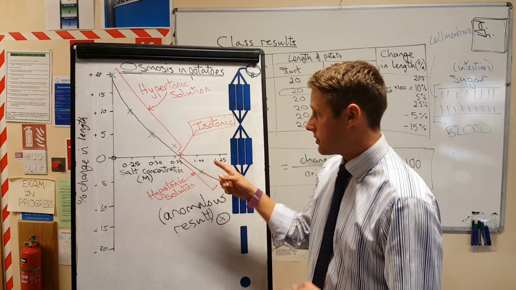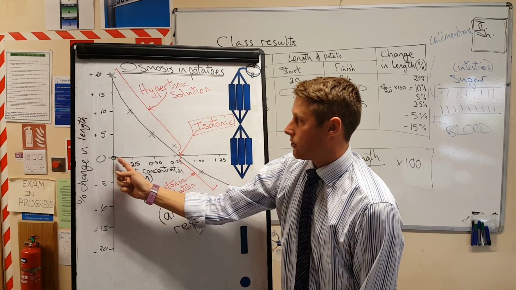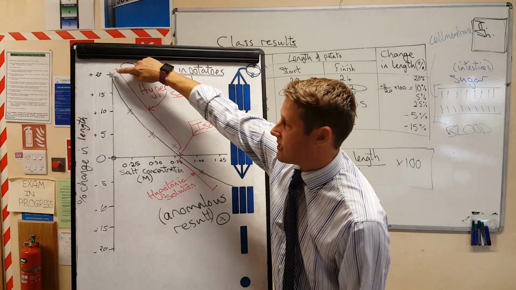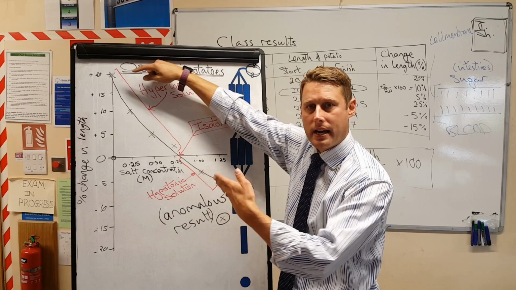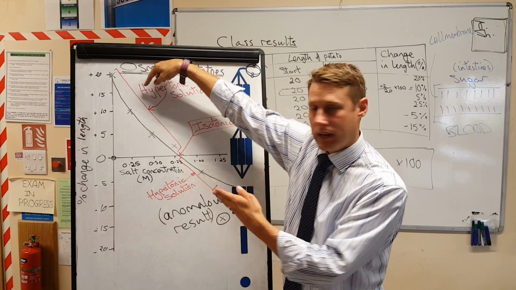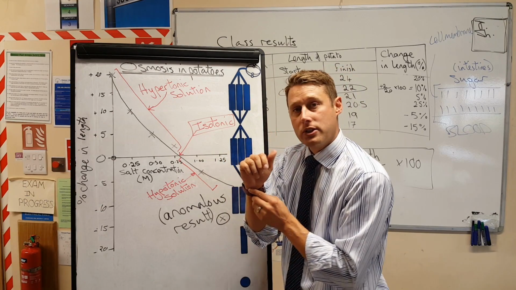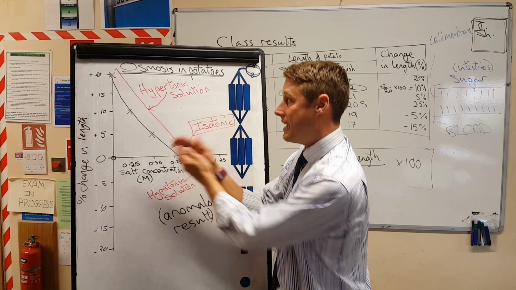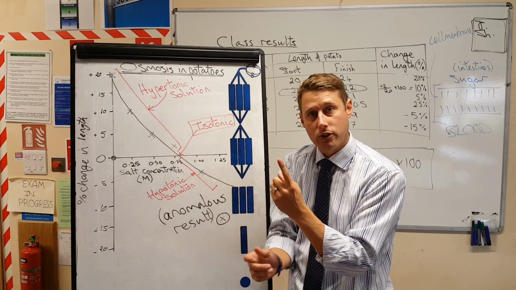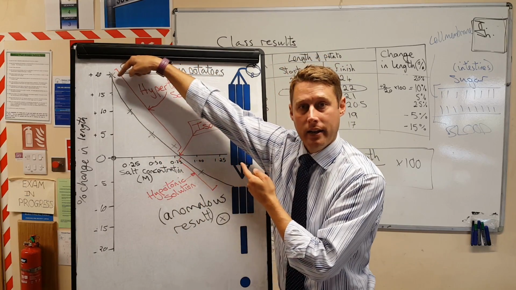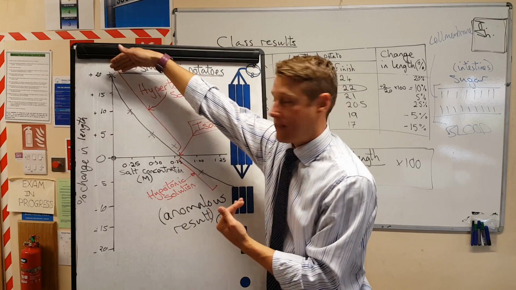This is quite useful because we can see on the graph that at the lower salt concentrations, our potatoes have increased in size. That suggests that water's actually gone into the potato, diffused in. Hypertonic solution outside the potato causes a higher concentration of water outside, diffusing into the chip. The bigger the difference is between the water concentration outside the chip compared to the concentration of water inside, the bigger the change is.